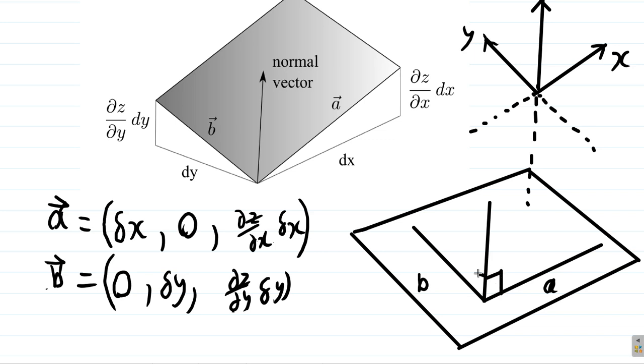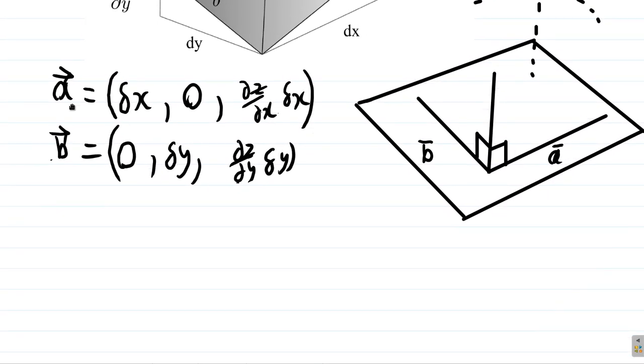It's perpendicular to A and also perpendicular to B. So we need to find the cross product of these two vectors, vector A and vector B. Now, how did we find the cross product again?